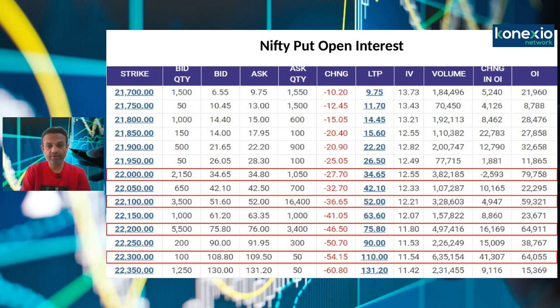On this data, we feel that on an immediate basis, 22,300 could act as an immediate support. If it breaks, then looking at the data of open interest and volumes, the next support is around 22,200. So we feel that Nifty might take support between 22,200 and 22,100, and that should be the ideal area where one can go long at the lower levels if there is some sort of cool off next week.